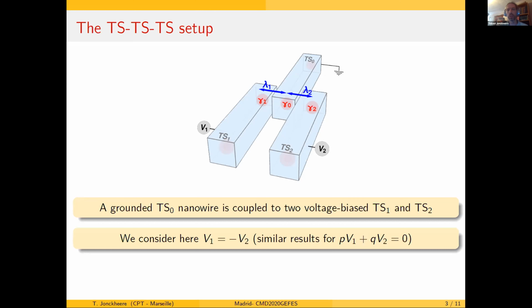In the rest of the talk, I will only consider the case of opposite voltages on the two topological superconductors, V1 and V2. But what I will tell you won't qualitatively change if you consider another value for this voltage, as long as you are out of equilibrium, it's okay.